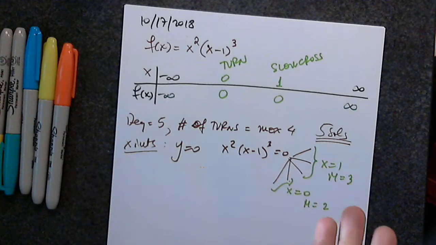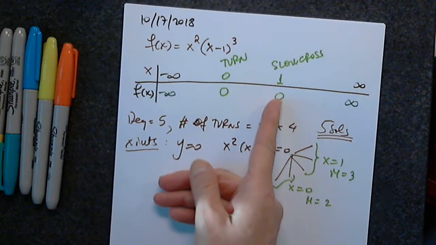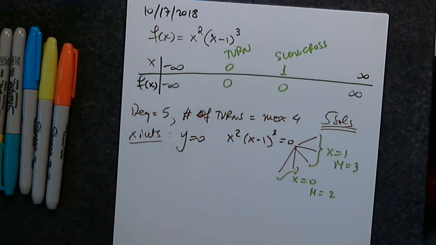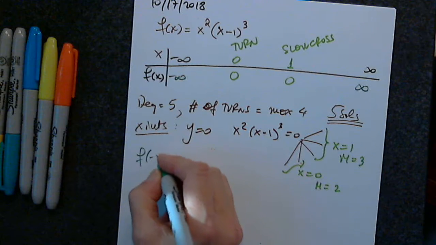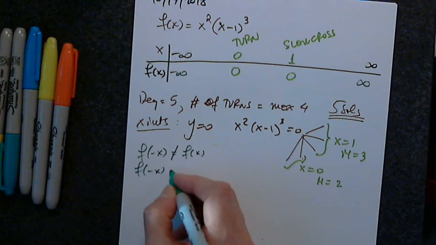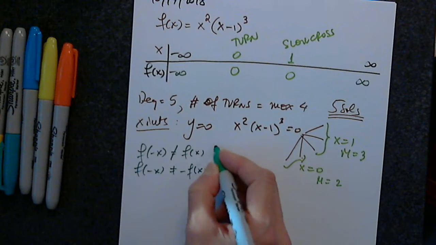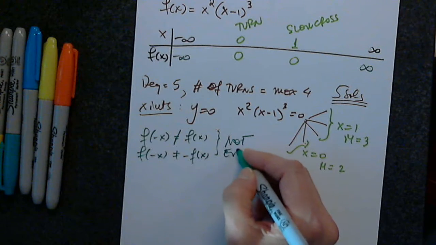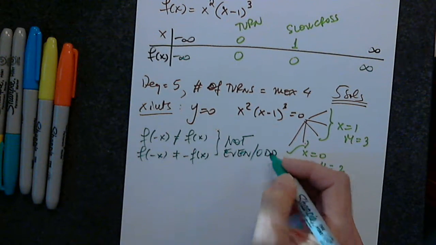I know the function cannot be symmetric. If it turns at 0 and it crosses slowly at 1, it cannot be symmetric. But I would have to write that f of negative x does not equal f of x, and f of negative x does not equal negative f of x to show that I know what symmetry means. Not even and not odd.